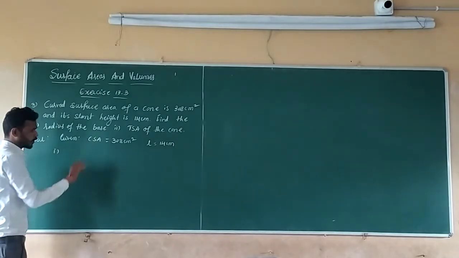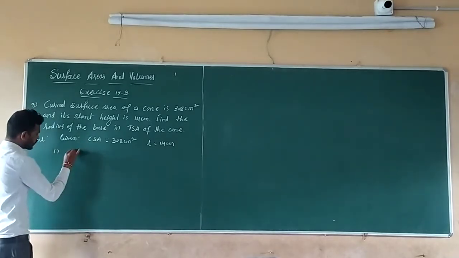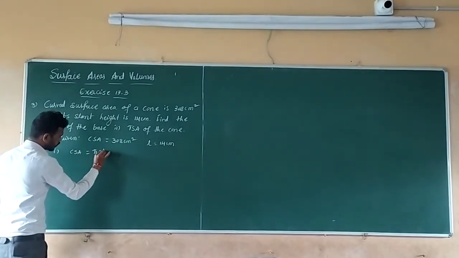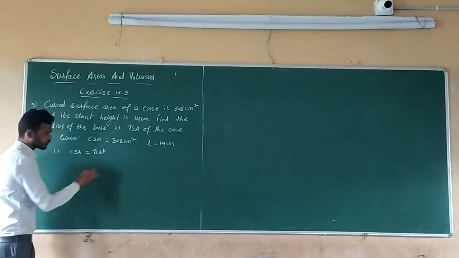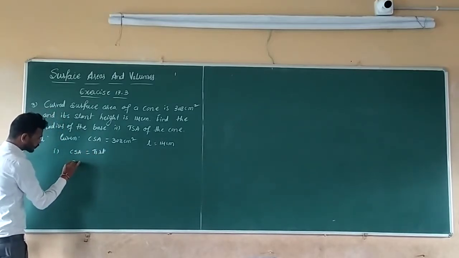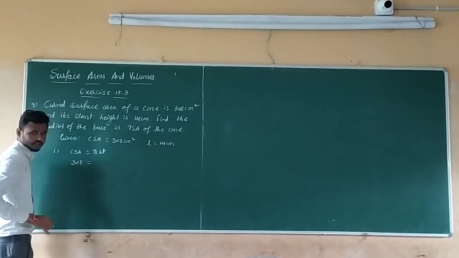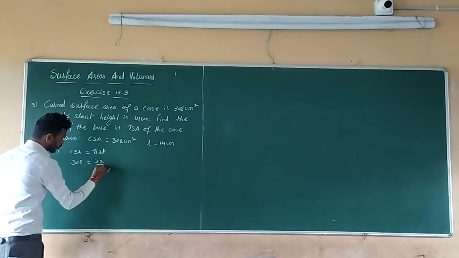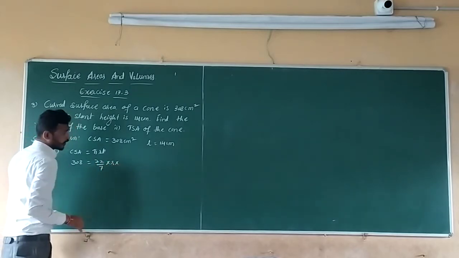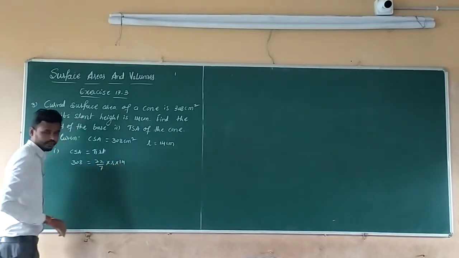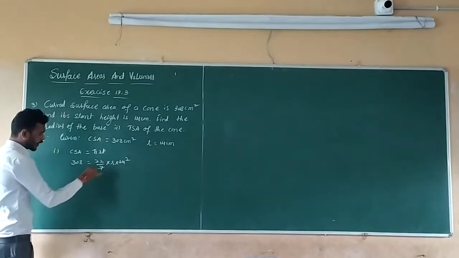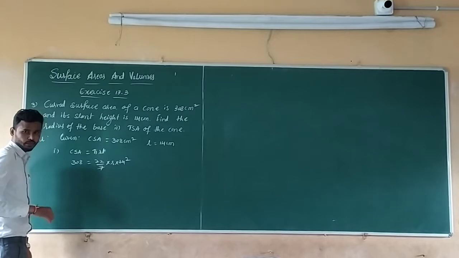CSA is given, so use the CSA formula. CSA of a cone is equal to pi r l. So CSA is 308, which equals pi value 22 by 7 into radius, which we need to find, into slant height 14 centimeters. 7 ones are 7, 7 twos are 14. Take 22 and 2 to the LHS, that will become division.